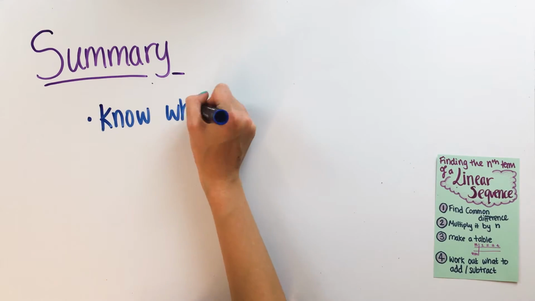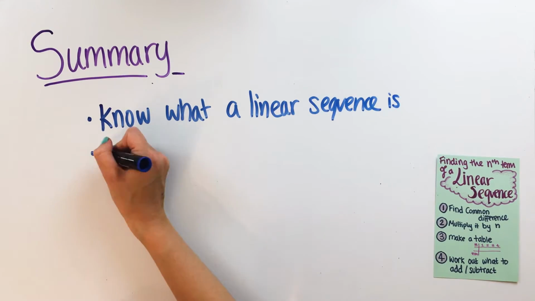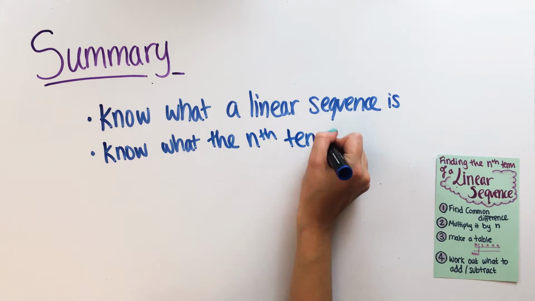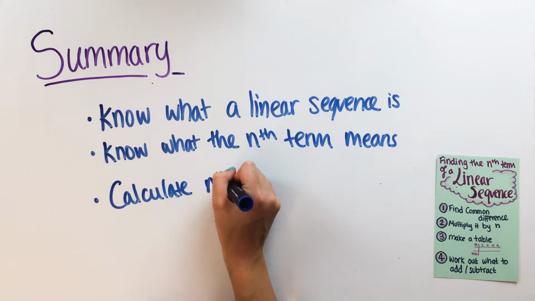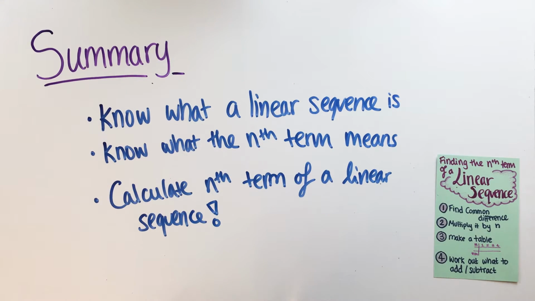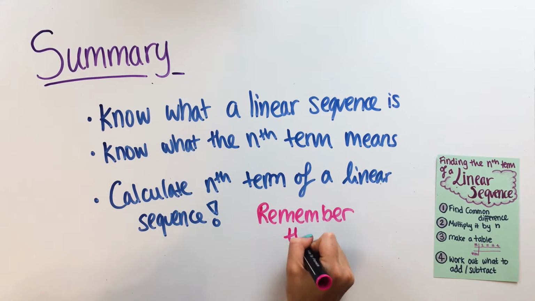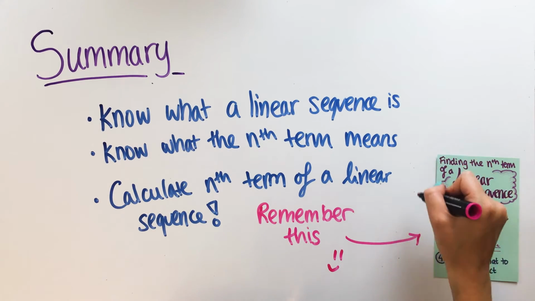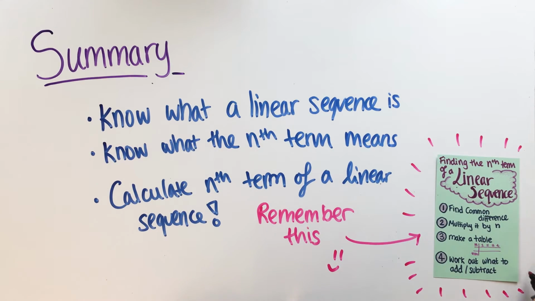So now you know what a linear sequence is, what the nth term means, and you're able to calculate the nth term of a linear sequence. I'd really recommend memorising the 4 steps in finding the nth term of a linear sequence. It might be worth writing out a card like this yourself and sticking it somewhere around your house to help you remember it.